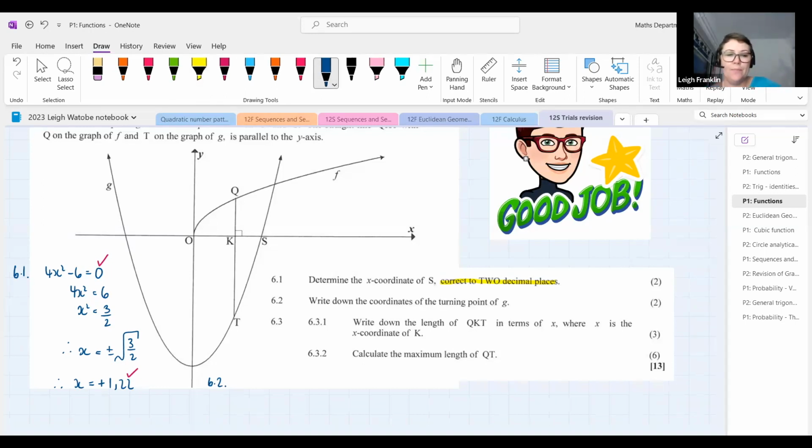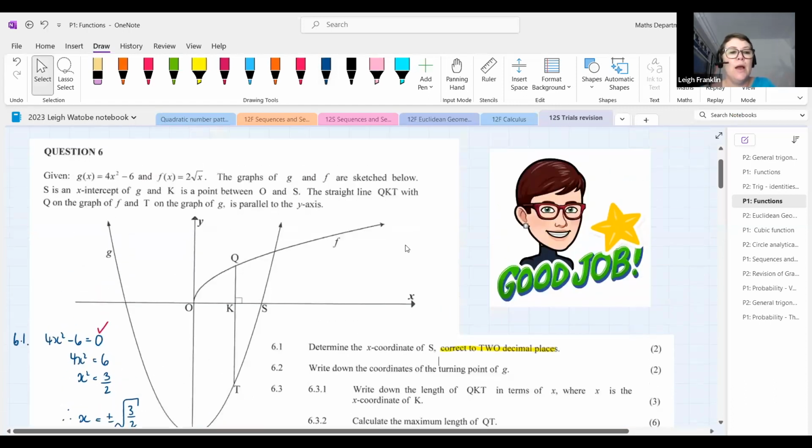Okay, let's carry on. The next thing that they want us to do is calculate the coordinates at the turning point of G. How are we going to calculate the coordinate?